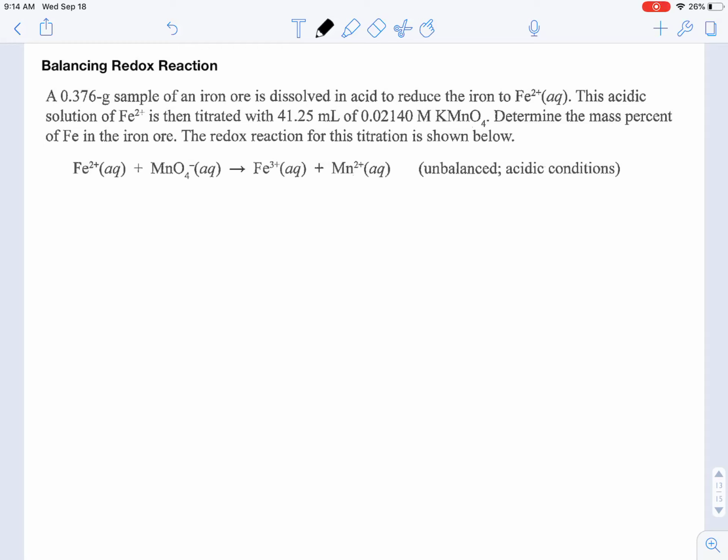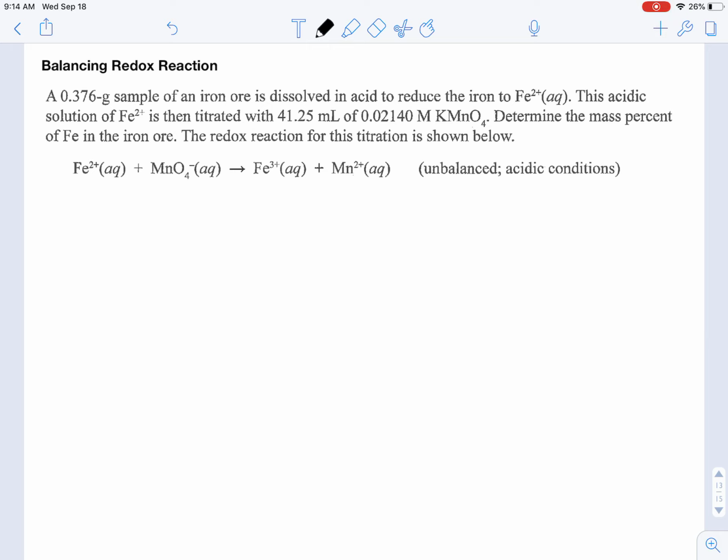Balancing redox reactions. When you have redox reactions, it's important not only to balance the amount of elements that you have on both sides, but also the amount of electrons, and then go around solving the problem using the correct mole ratios.